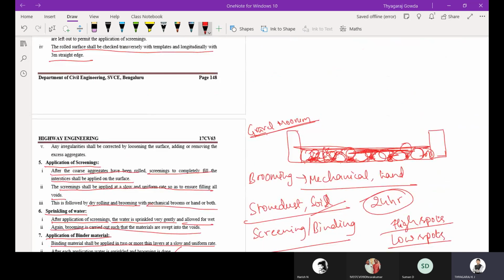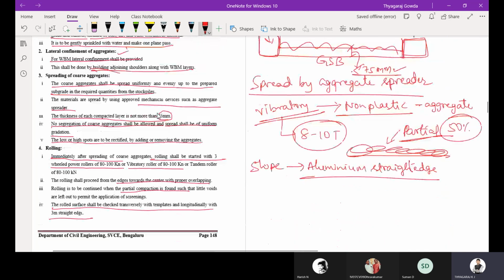So the WBM construction is a very simple method. We can call it an in situ method. So we can easily construct this WBM at the site.